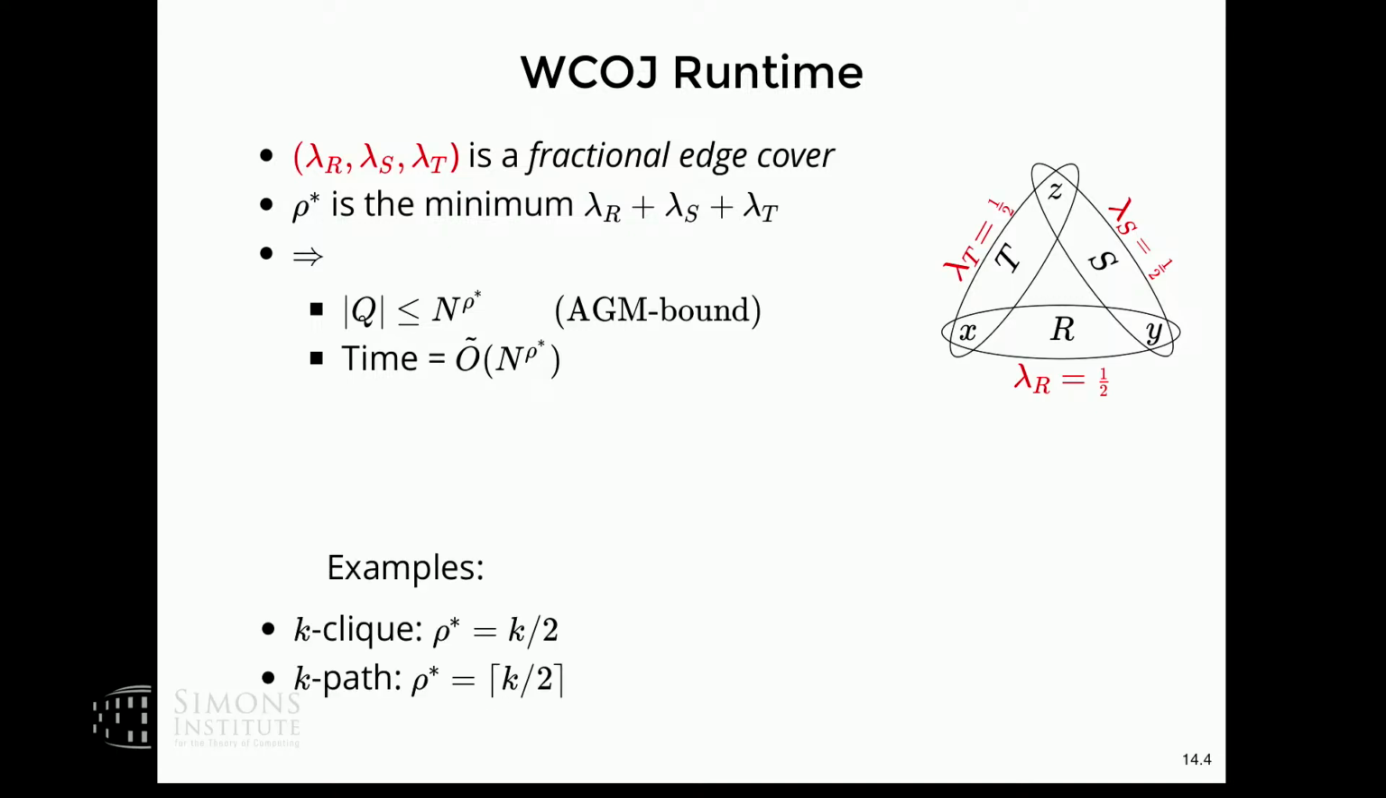Now, how does this rho star look? For a k-clique, it actually looks pretty good, because rho star is just k over 2. But for a k-path, it's actually pretty bad. It's also k over 2, but a k-path is much easier than a k-clique. Which basically means worst-case optimal joins might not be enough to solve SPQs efficiently, which leads us to our next idea.